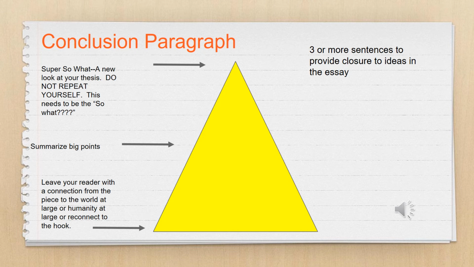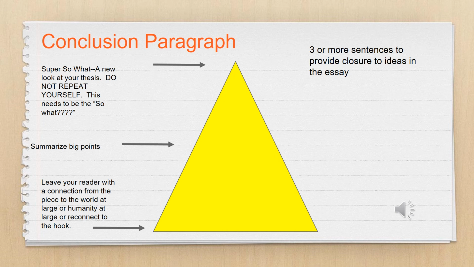The end of the expository essay is the conclusion paragraph. This paragraph is 3 or more sentences long and provides closure to the ideas in your essay. The key to a conclusion paragraph is not to repeat yourself. It begins with a restated thesis statement. We like to call this a super so what, because you're asking yourself, so what, about the ideas that are in your essay. Sometimes it's easier to look at your thesis statement in a different way, like the opposite. But you need to make sure, again, that you do not repeat yourself.